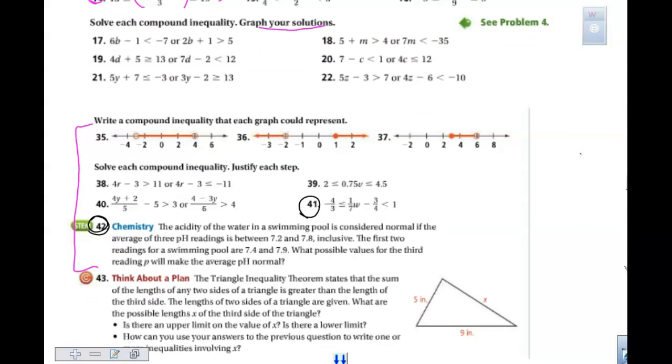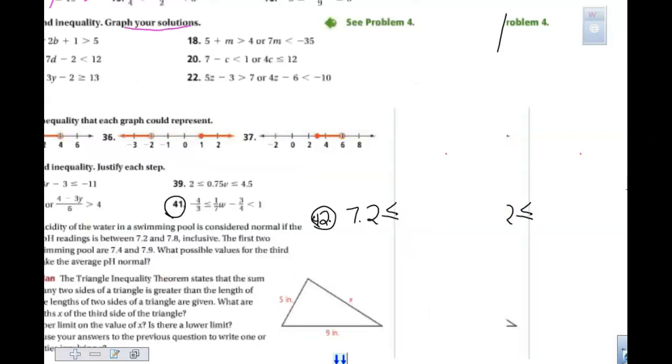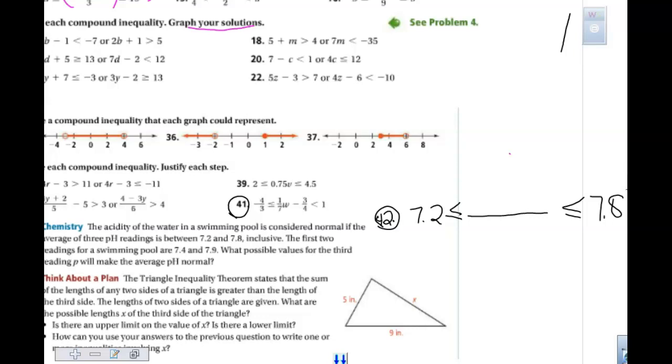it says that the acidity of your swimming pool when you want people in is going to be between 7.2 and 7.8. So when I write down number 42, the lowest that my acidity level can be is 7.2, which means I'm going to have 7.2 is less or equal. And then I'm going to say, well, the top it can be is 7.8. And what were my 2 findings that I already found in my swimming pool? The first 2 readings were at 7.4 plus 7.9 plus, we don't know, X.